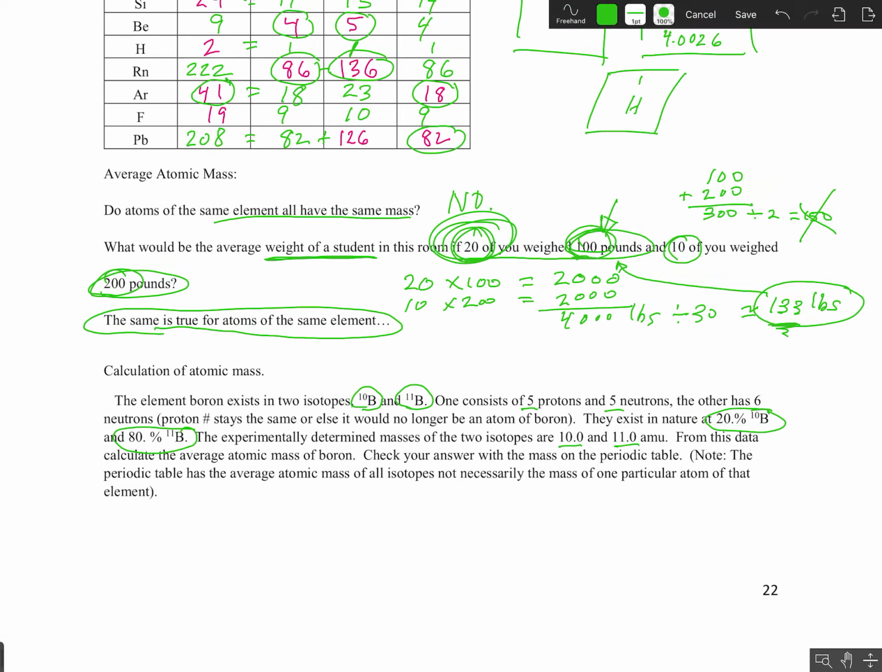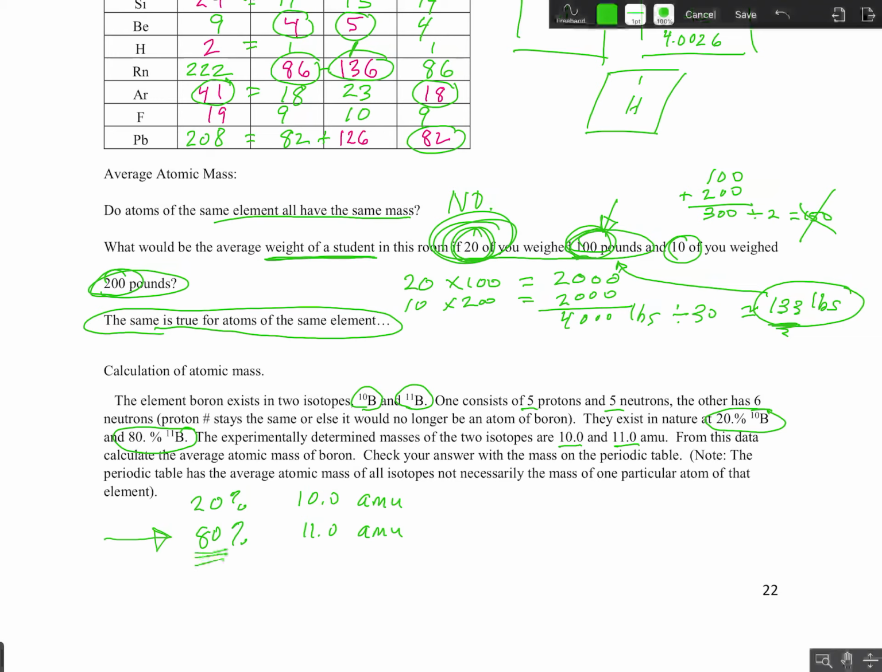From this data, we should be able to calculate the average mass and then check it on the periodic table, because the periodic table lists the average atomic mass. So let's see, 20% weigh 10 atomic mass units, and 80% weigh 11 atomic mass units. Won't the average be closer to 11 than it is to 10? Some of you are saying, well, how do you know that, Mr. Hummer? Well, because 80% of them weigh 11. Only 20% weigh 10. So won't the average be closer to 11 than it is to 10?